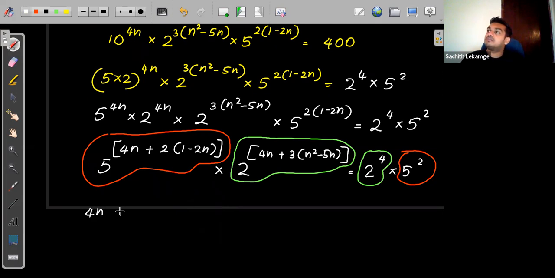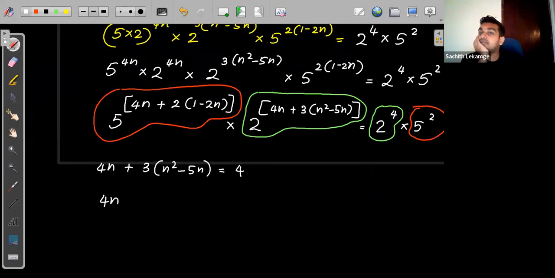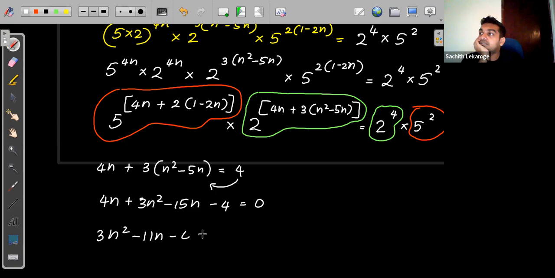4n plus 3 times n squared minus 5n equals 4. See, this exponent should be equal to 4. Okay, now let me expand the bracket. 4n plus 3n squared minus 15n. I'm taking 4 to the other side, minus 4 equals 0, right? Then you are getting 3n squared minus 15 plus 4 is minus 11, minus 4 equals 0.